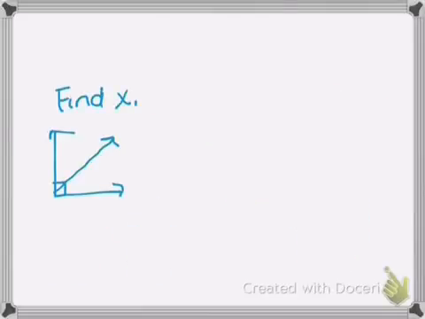Now we're going to find x again. I have 30 degrees in one angle and 6x plus 12 in the other angle. Do you see the relationship between those two? Would they be vertical, supplementary, or complementary? That little box in the corner is the big tip-off, and that's a right angle. So these are complementary angles.